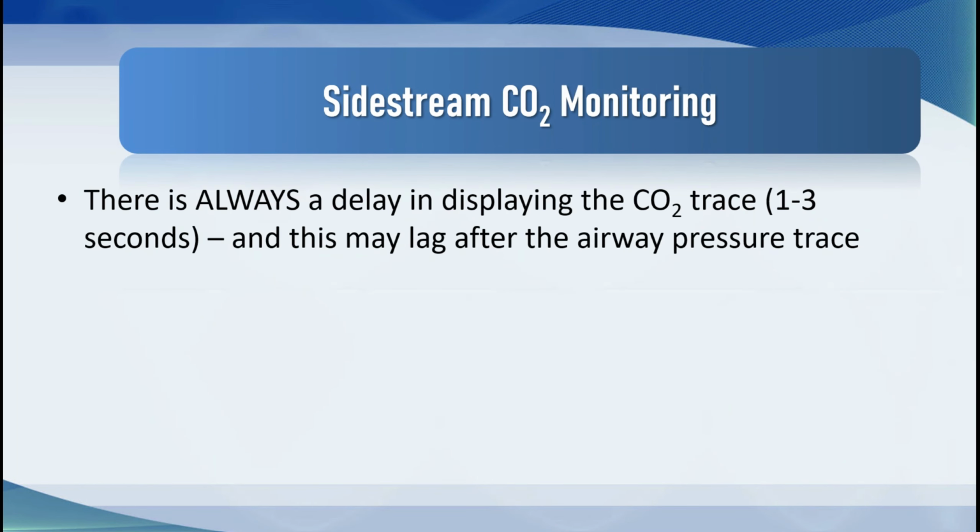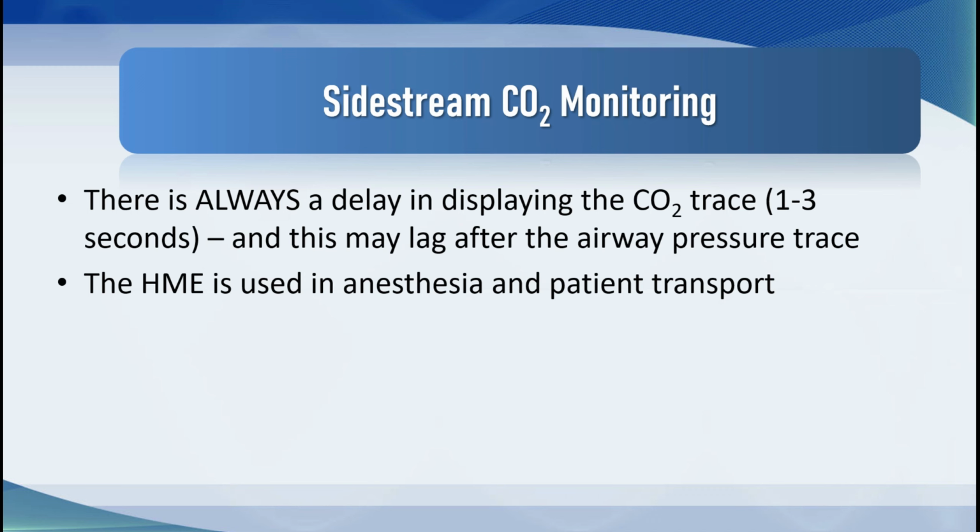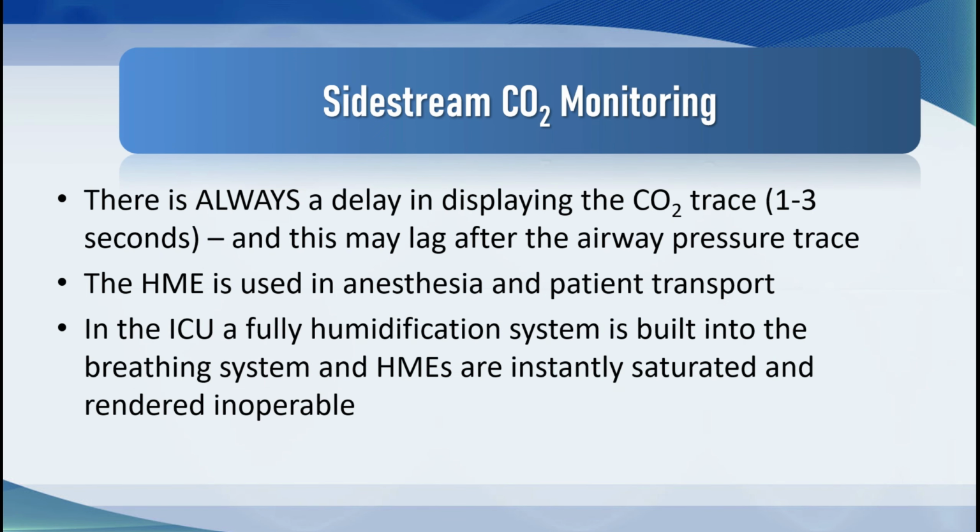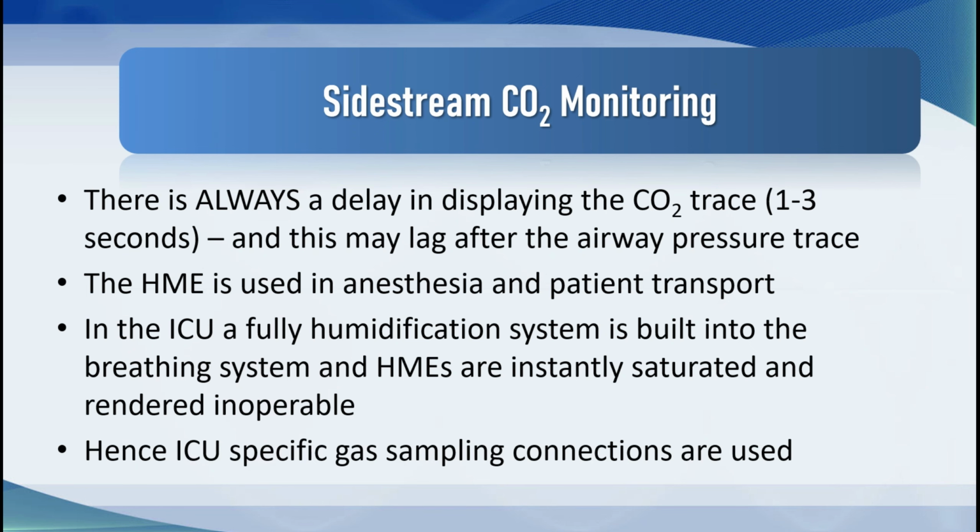There is always a delay in displaying the CO2 trace, and that's 1 to 3 seconds, and this may lag after the airway pressure trace. The heat and moisture exchanger is used in anesthesia and patient transport, but in the ICU, a full humidification system is built into the breathing system, and heat and moisture exchangers are instantly saturated and rendered inoperable. Hence, ICU-specific gas sampling connections are used.